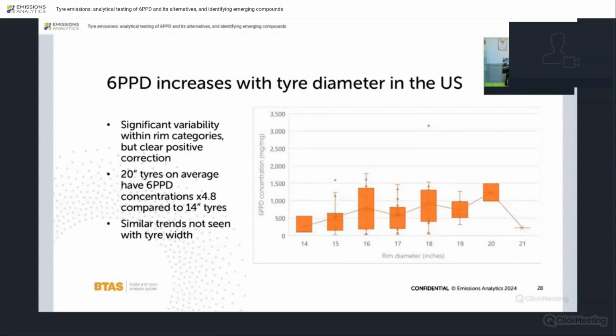Another way of looking at it, and this is pertinent to the trend towards bigger and heavier vehicles: what's the correlation between 6PPD and the diameter of the tyre?